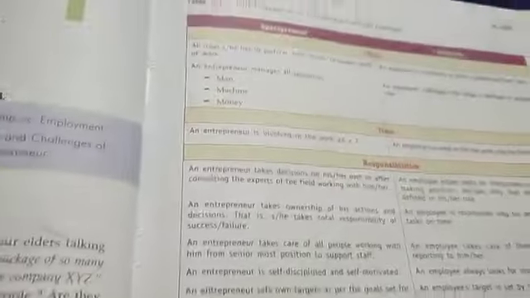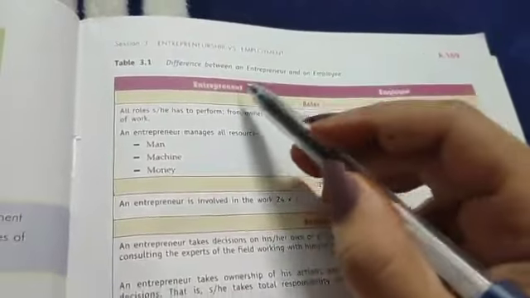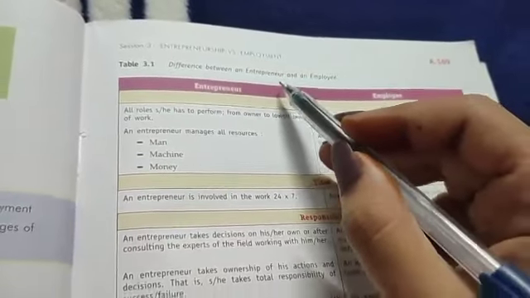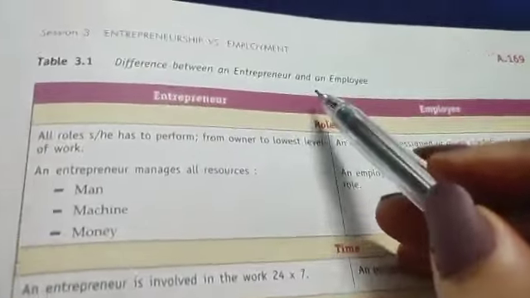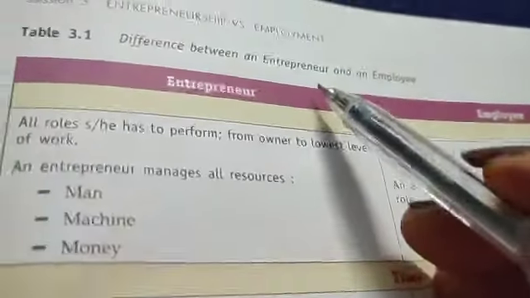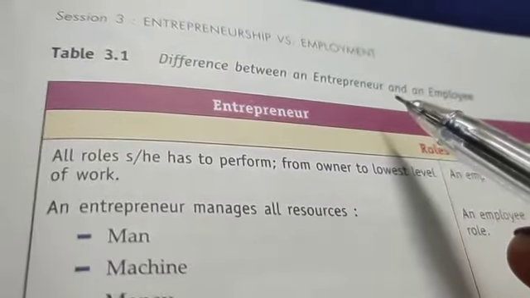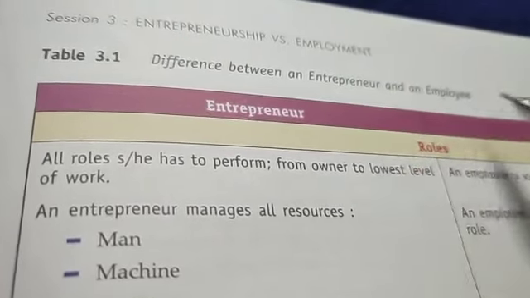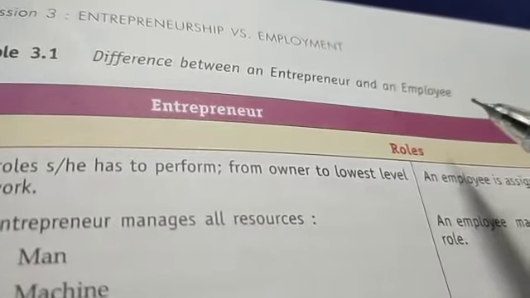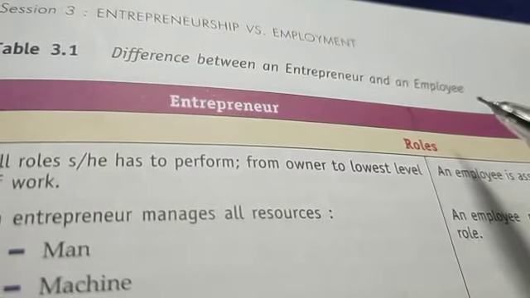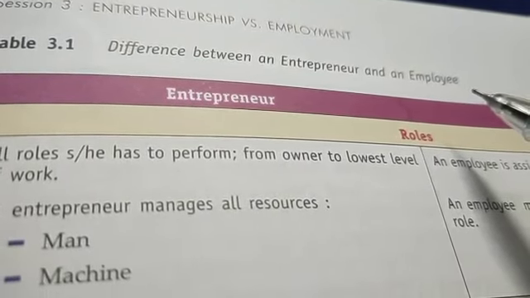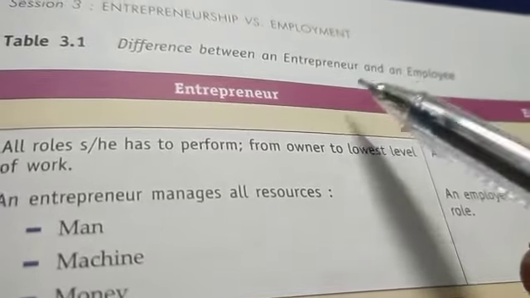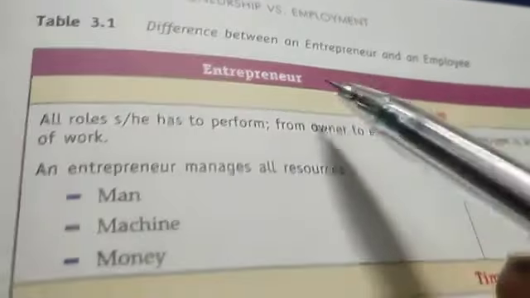So the next main topic is the differences between the entrepreneur and the employee. As we know, the entrepreneur is the main person, the owner of the business, who sets up the enterprise, and the employee is the person who is working within a business set up by the entrepreneur.